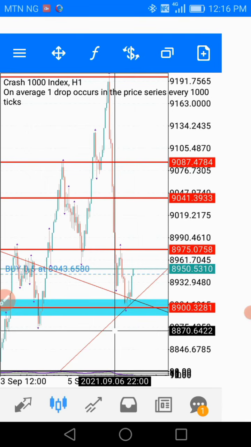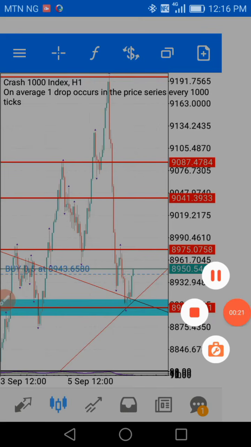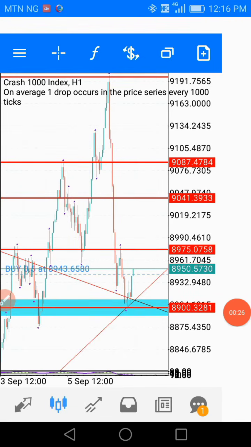Below these two low points. Let me show you. Let me just put my horizontal line where I'm going to place the stop loss. The stop loss should be somewhere here.